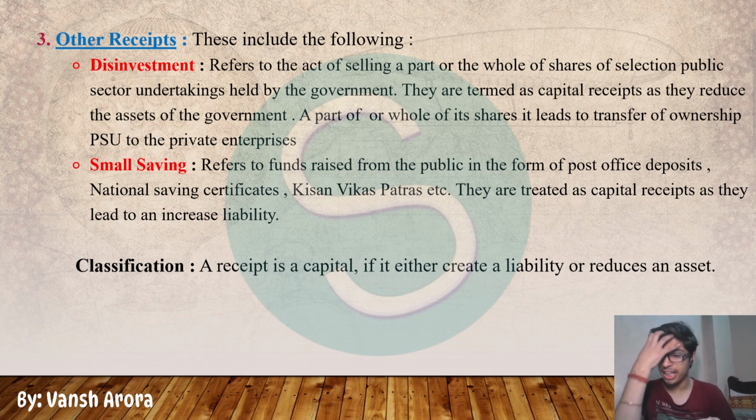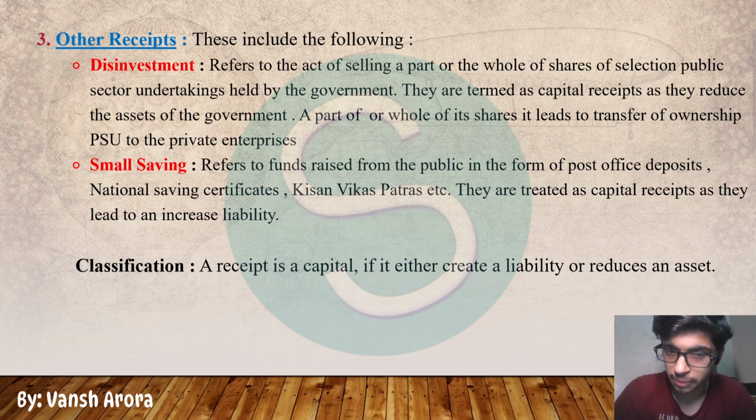गवर्नमेंट पैसे ले जा रही लोगों से on behalf of schemes, and it is creating a liability over them. So what does it mean? It means that the small savings that the government is taking from the public, it is creating a liability over them, and these kind of items will be considered as capital receipt.